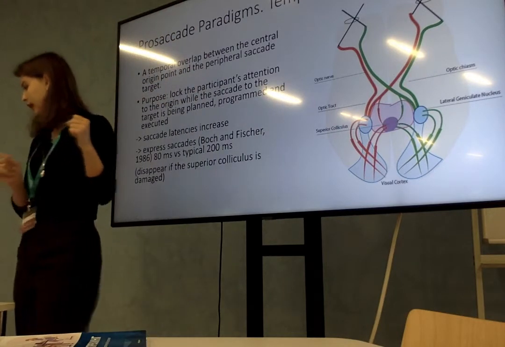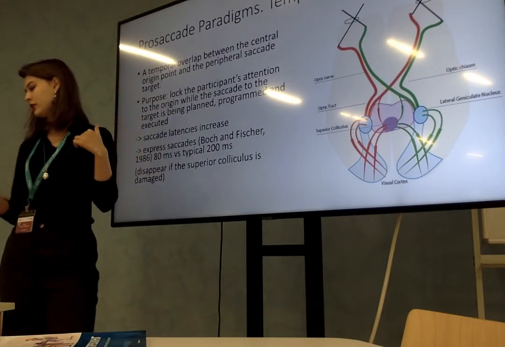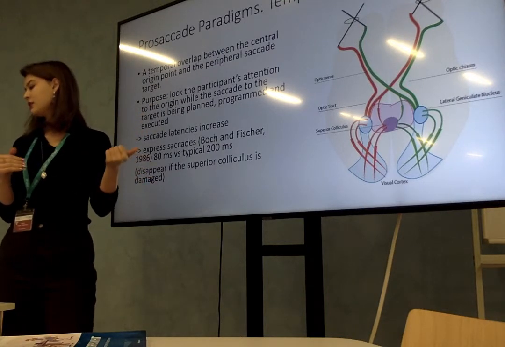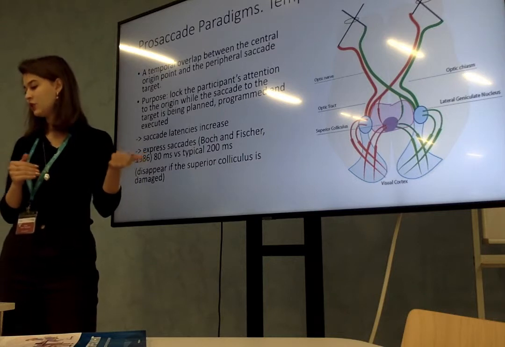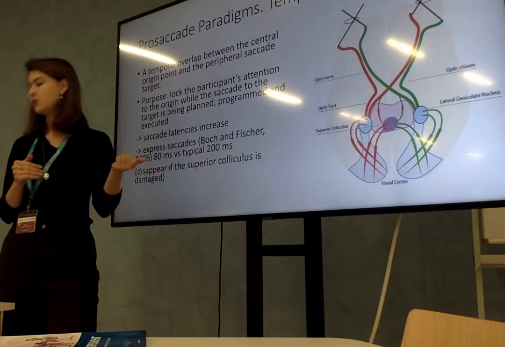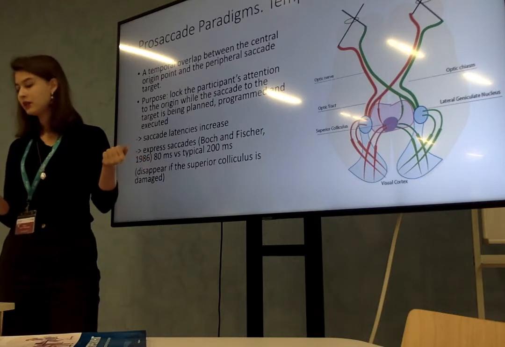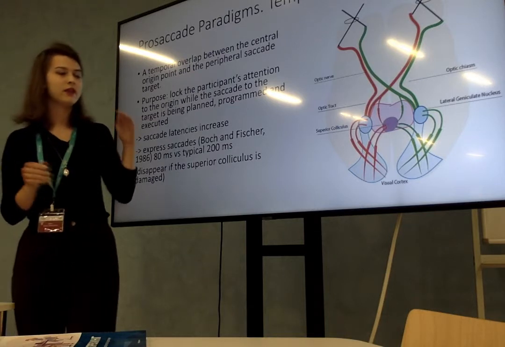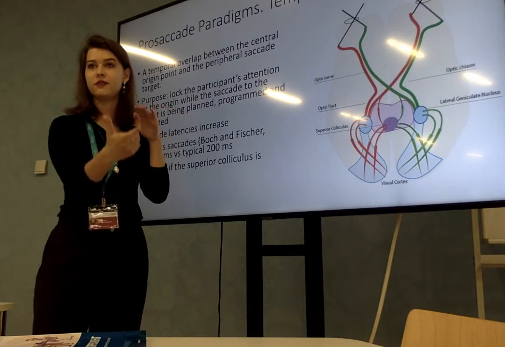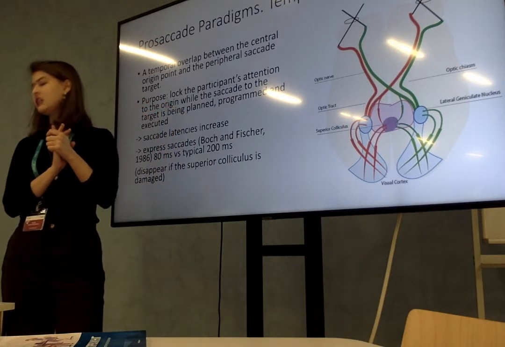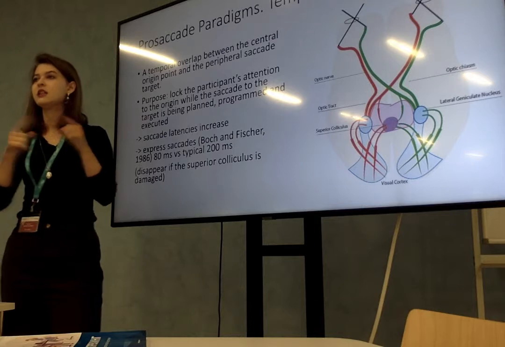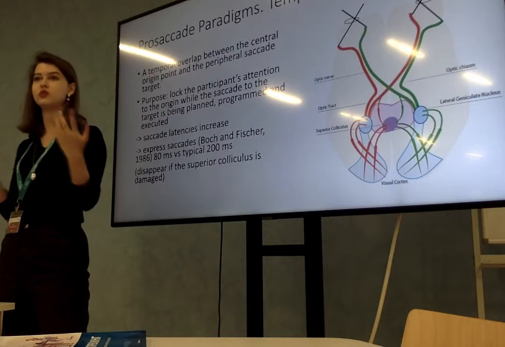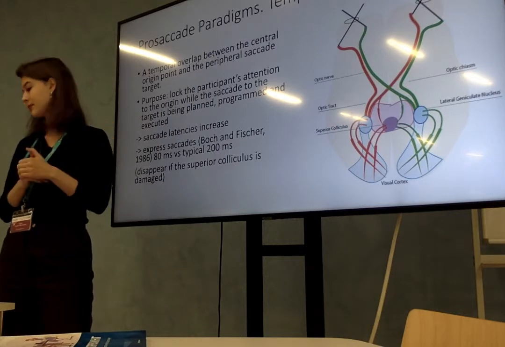So in temporal overlap, the central origin point and the peripheral saccade target are shown at the same time, but then the central one disappears. The purpose is to lock the participant's attention to the origin while the saccade to the target is being planned, programmed, and executed. When we have the central origin plus the final target at the same time, saccade latencies increase, meaning it takes us longer to travel to the new target. If in the previous one the saccade was shortened due to free attention, here it increased.